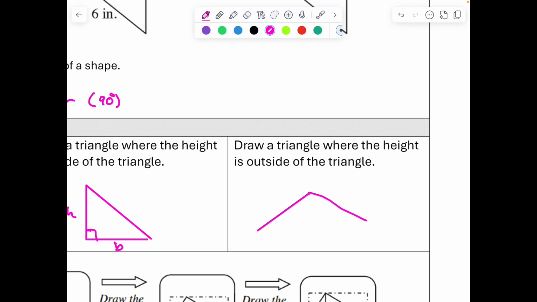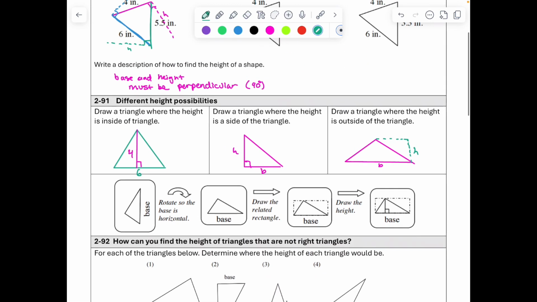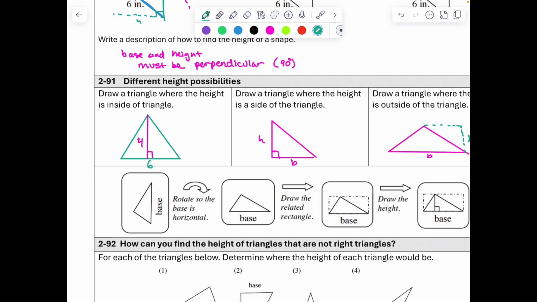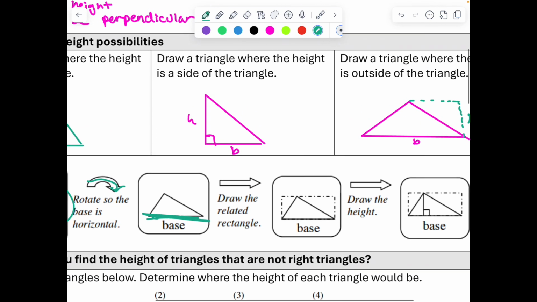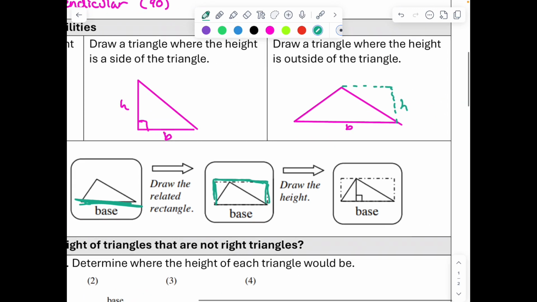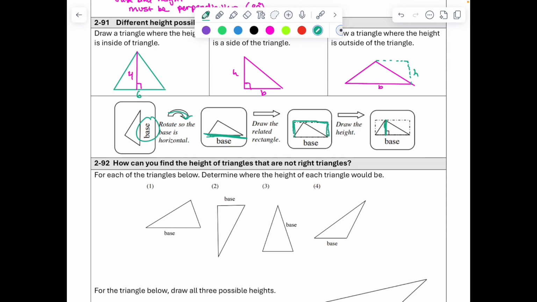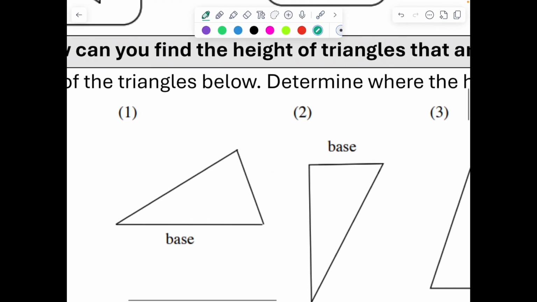And then a triangle where the height is outside the triangle. Okay, so that might look like this, where our base is here and our height might be drawn outside perpendicularly. Okay, so what they recommend for drawing our base is if our base is not on the bottom, they recommend rotating it so that it is on the bottom. Then they recommend drawing the related rectangle. Okay, so making your triangle into a rectangle and then drawing the height. Okay, and that's just a little recommendation for us.